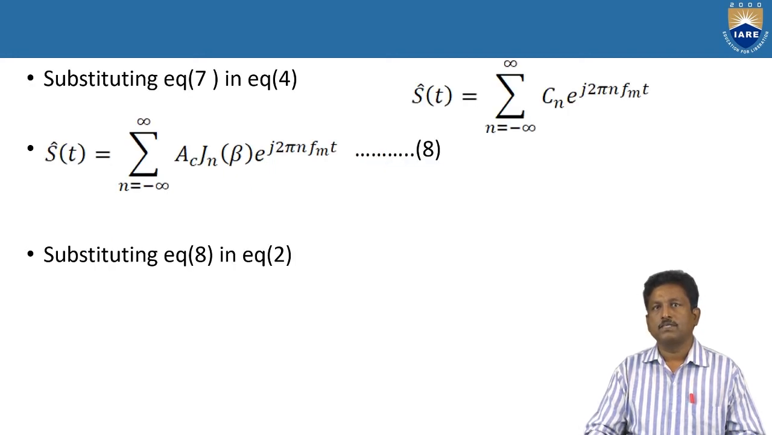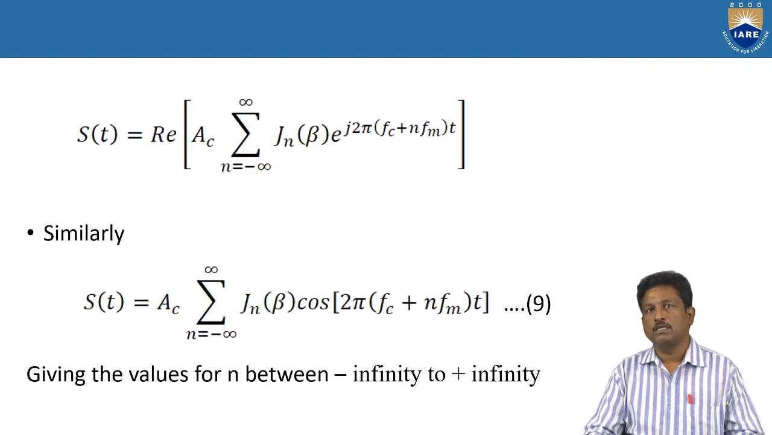So substituting equation 7 in 4, s(t) = sum over n from minus infinity to infinity of Cn e^(j2π n fm t), where Cn = Ac Jn(β) e^(j2π n fm t), equation 8. By substituting equation 8 in 2, finally we are going to obtain the s(t) value.